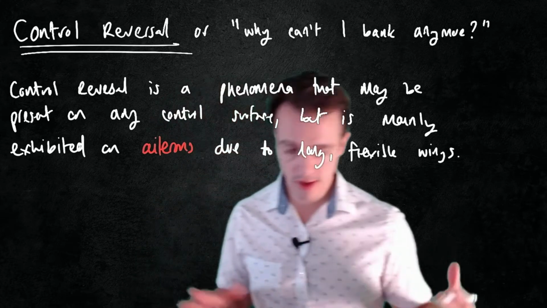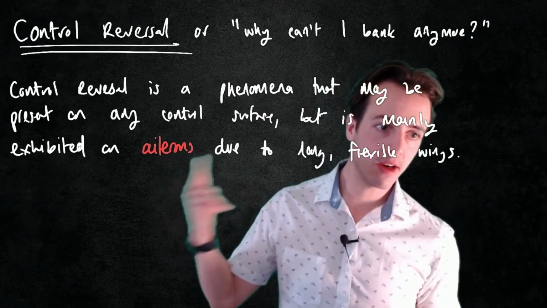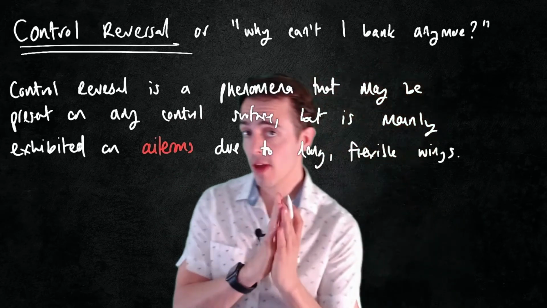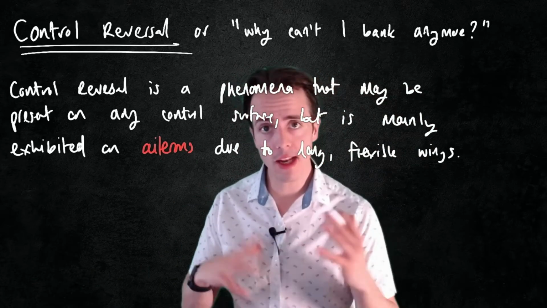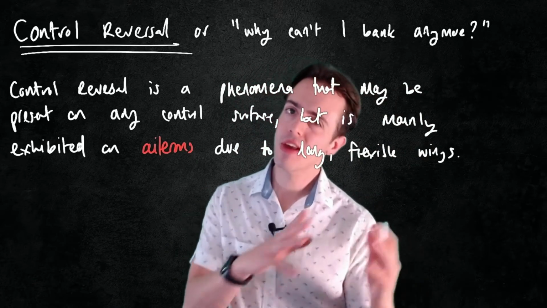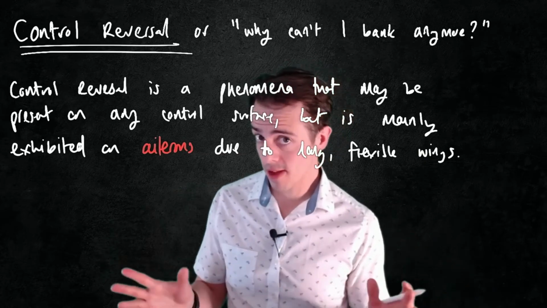Okay, so control reversal is a phenomena that may be present on any control surface, but is mainly exhibited on ailerons due to having long, flexible wings. And we'll understand why it's more likely to occur on an aileron, for example, rather than elevator or rudder. But it can still occur on those control surfaces.